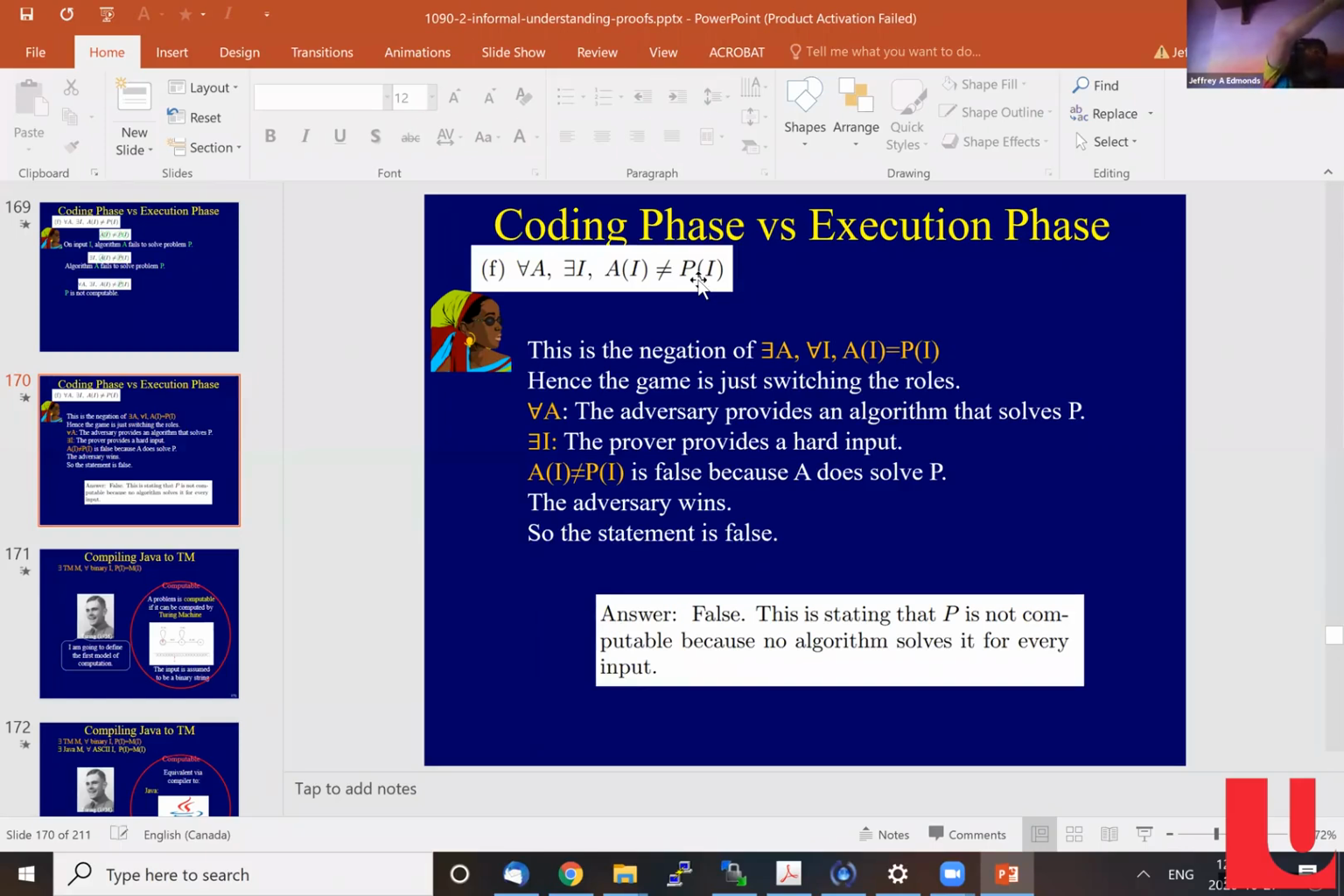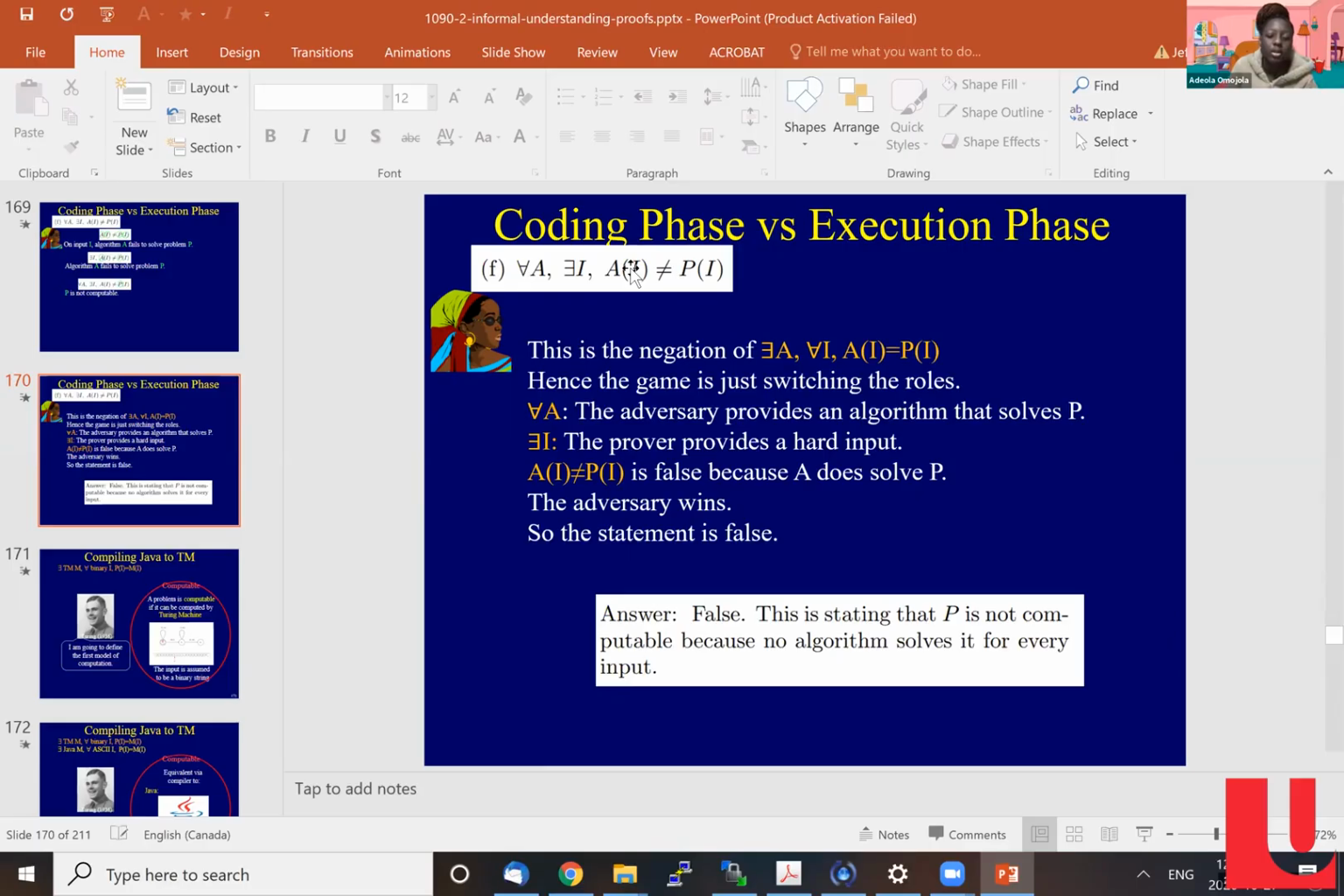The algorithm says, if input is 1, this is the answer. If input is 2, this is the answer. Input is 3, this is the answer. It does it for 1,000,000 lines. There's an algorithm that gives you the right answer for the first 1,000,000 inputs. But what this is saying is for every algorithm, there's some input on which it gives the wrong answer. So since there's some input where it's wrong, it can't be right on all inputs. Exactly.